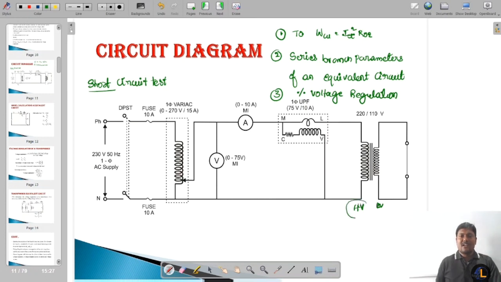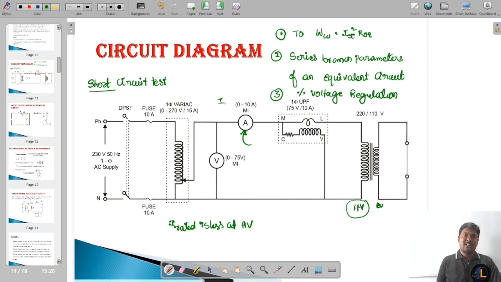Why? Because at HV side the rated current is less. At HV side, that is easily indicated by the ammeter. That's why this test is conducted at high voltage side. So by closing the DPST switch, vary the single phase auto transformer and see the ammeter reading.